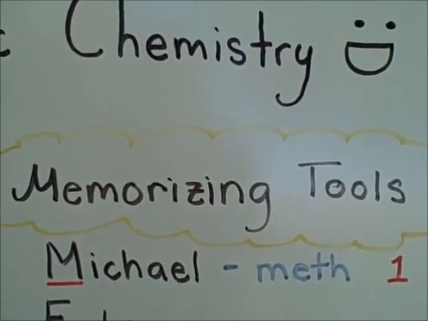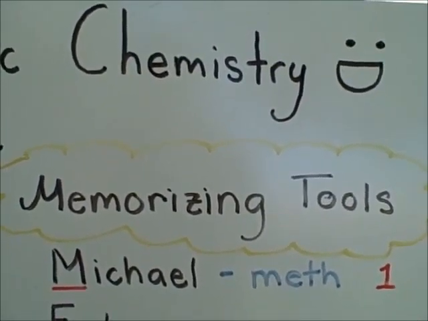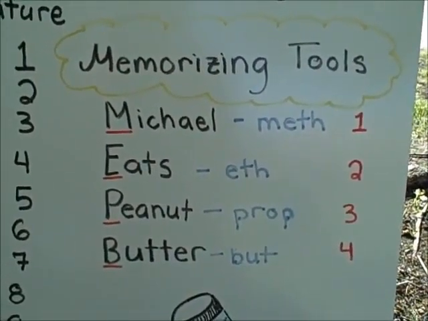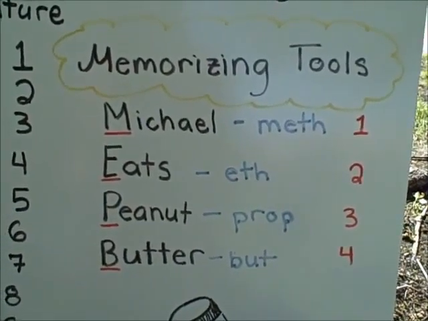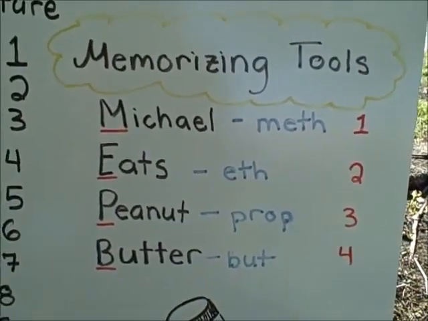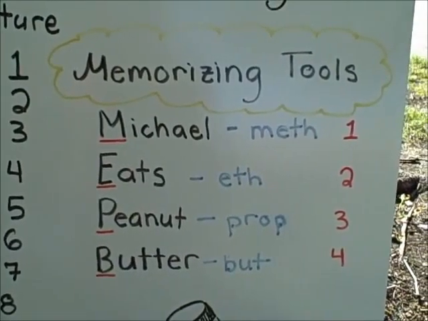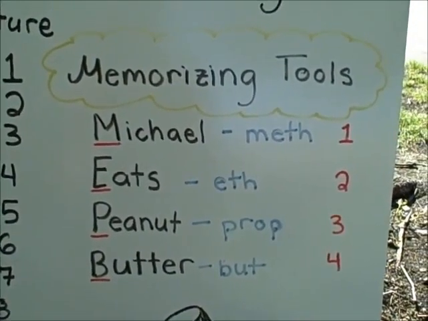Now we're going to go over memorizing tools for the AP Chemistry nomenclature. Here's an easy way to remember the first four because they're really kind of strange. You can remember them by remembering Michael eats peanut butter. Meth, eth, prop, but. Named after Michael Tran, one of the first AP Chemistry students at Rockland High School.